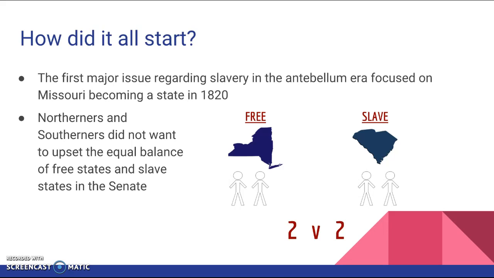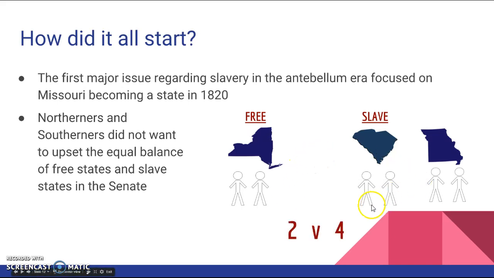It is equal. So what happens is Missouri wants to become a state. They want to be introduced into the Union because they've hit that critical mass of population. They want to become a state. They want representation. Well, the issue that comes up is, if Missouri becomes a slave state, then they're going to get their 2 senators as well, which means there's going to be more slave state senators, which then makes an imbalance.